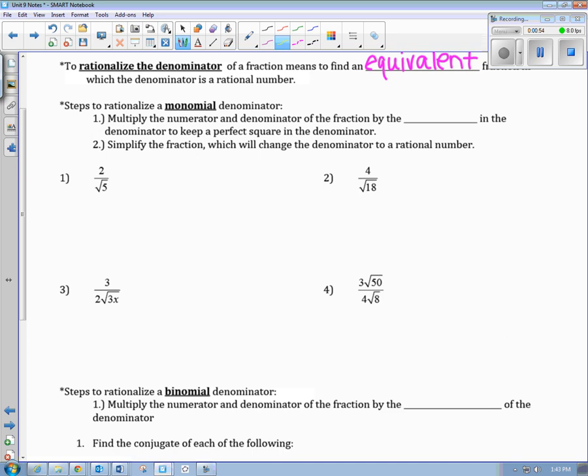So if you take a look, we have at the top here steps for rationalizing when the denominator is monomial, and in the bottom of the paper when it's a binomial denominator. So for the first four examples, it's a monomial denominator because we only have one term in the denominator of the fraction. And step number one says we're going to multiply the numerator and denominator of the fraction by the radical that you see in the denominator.